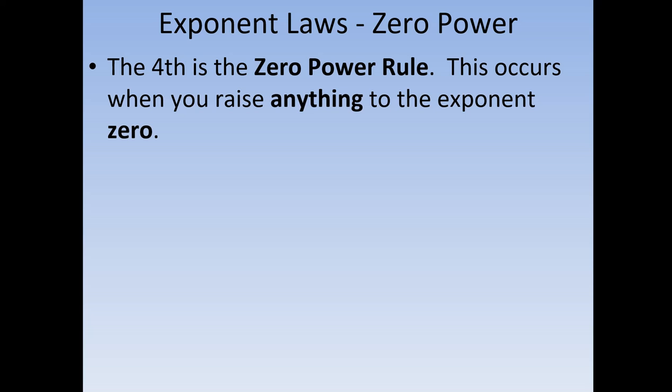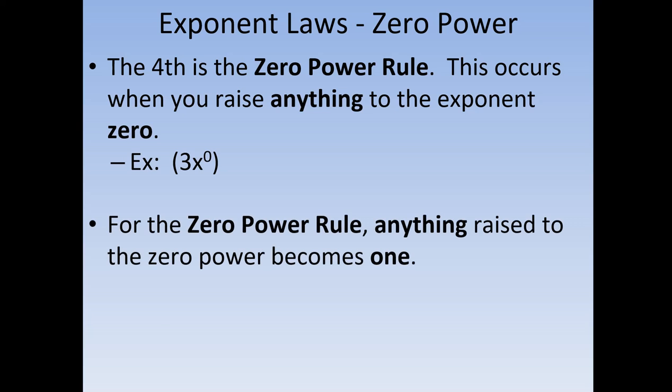All right, so the next law that we're going to talk about, this is like the fourth law so far, is the zero power rule. Basically, as the name implies, it's whenever we have anything raised to the zero power. So here's a perfect example: 3x to the zero. This one's super easy because anything raised to the zero is 1. That's it. You can check that on a calculator. Just take a number, raise it to the 0, and you'll immediately get 1 as a response.